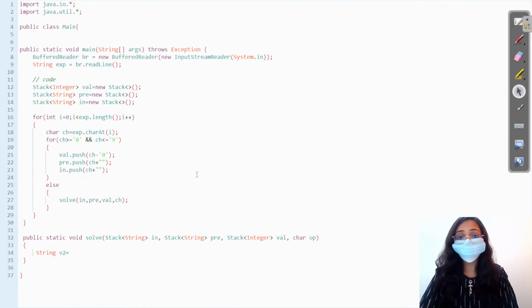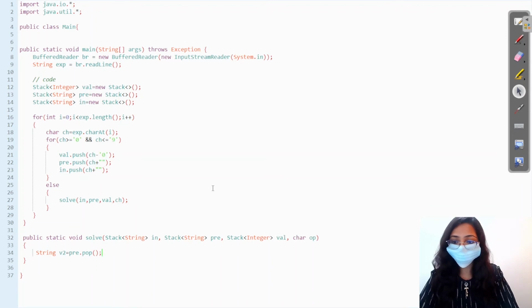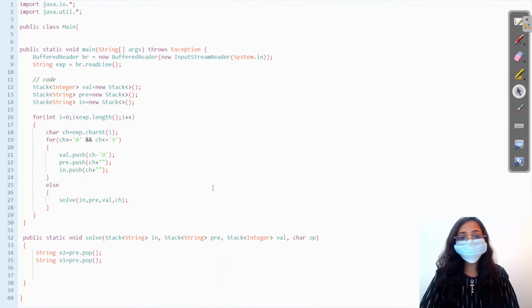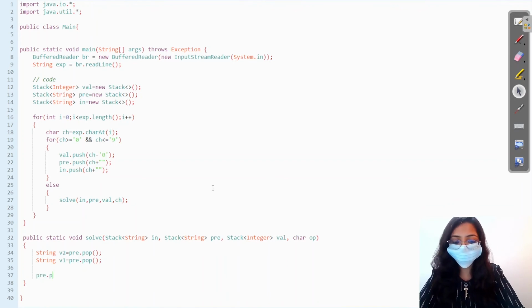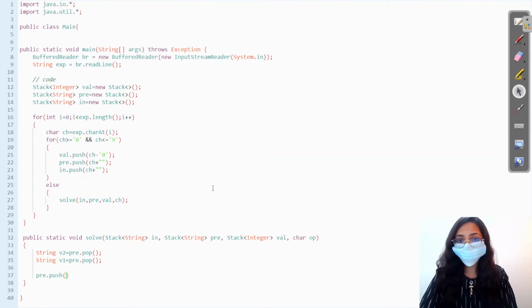We'll take out value v2 as we discussed, and it will come out from the prefix stack. And the next value will be v1. Again, we popped from prefix. The change which we needed to make to this stack was, in the prefix stack, we were pushing something of the type where we wanted operator, then value 1, and then value 2. So this will be pushed onto the stack.